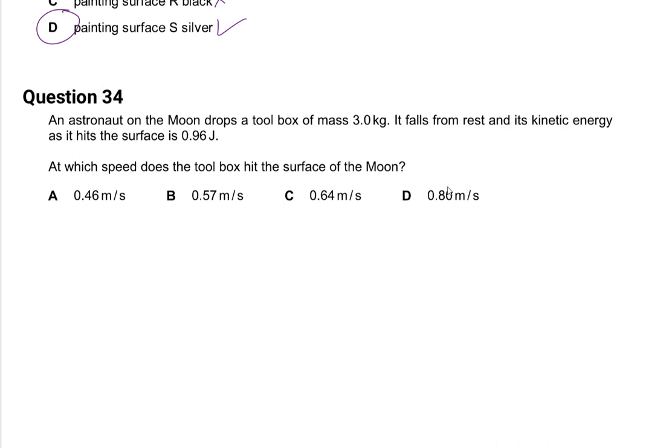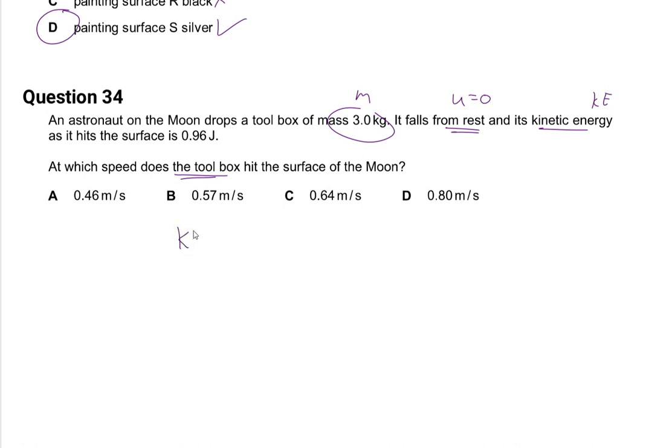What is the speed of the tool that hits the surface of the moon? Okay, let's take a look. We have astronauts, and so on. The mass we know, from rest. So the initial velocity is 0. The kinetic energy we know, so KE is there. What is the speed at which it's going to hit the moon's surface? So the final speed in this particular case.